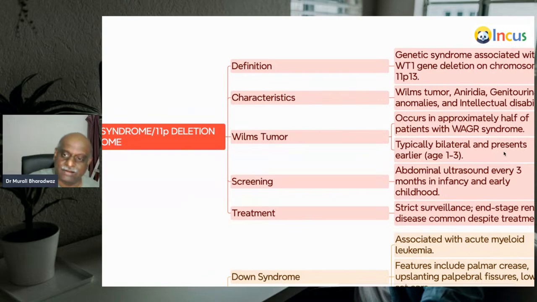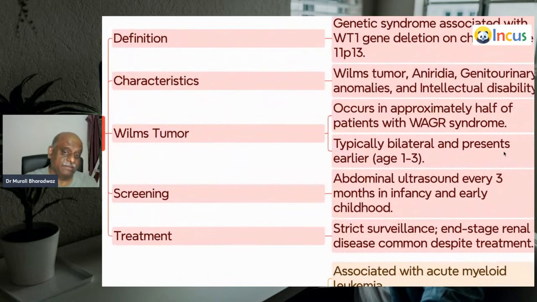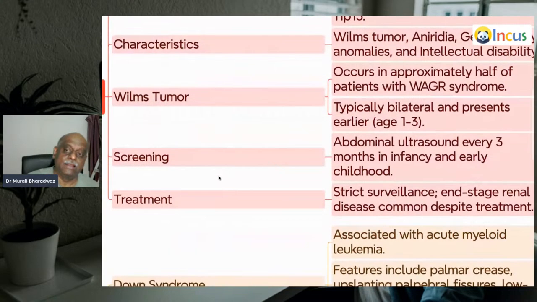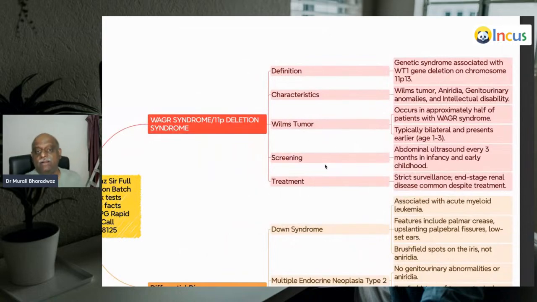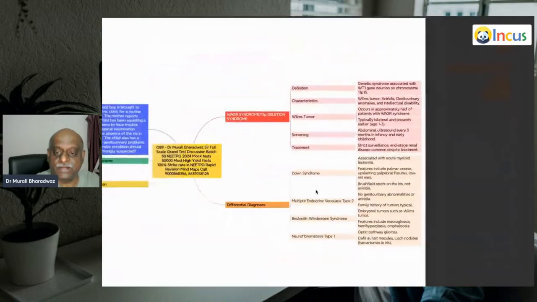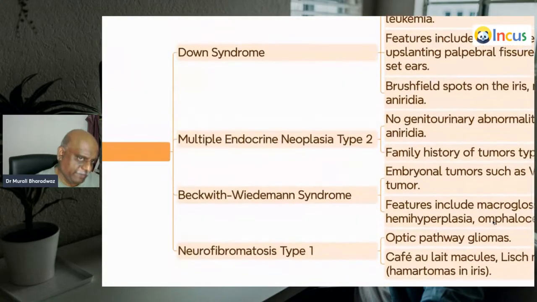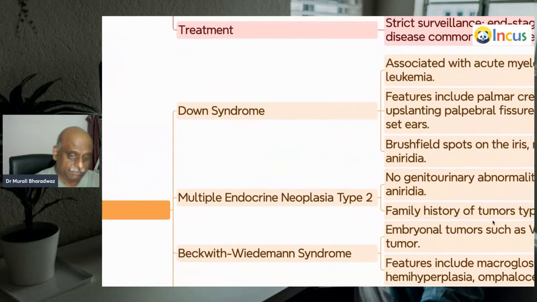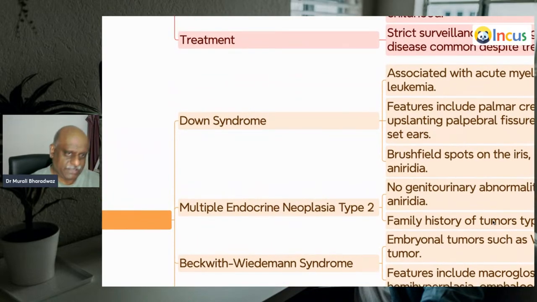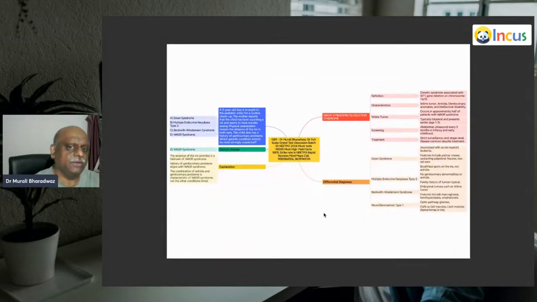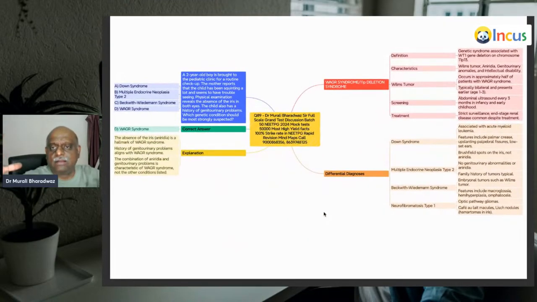Typically, Wilms tumor is bilateral, presents much earlier by age 1 to 3. Half of the patients of WAGR have Wilms tumor. Abdominal ultrasound every 3 months in infancy and early childhood should be done to identify the presence of Wilms tumor, is what you need to remember. I leave all this literature, doctor. Beckwith-Wiedemann, neurofibromatosis type 1, multiple endocrine neoplasia type 2. Everything you need to be very sure. In one mind map, you get everything.